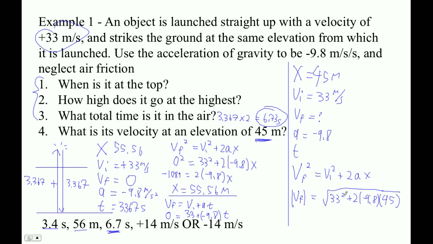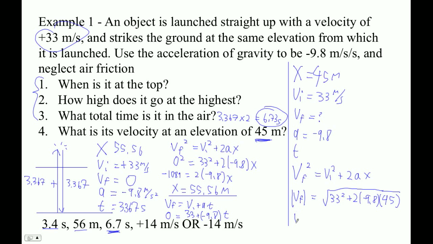I'm just going to type this all into my calculator all at once. So square root, left parenthesis, 33 squared plus 2, that's my dog, times negative 9.8 times, somebody's home, it's pretty exciting. And then we're going to square root, so I do a right parenthesis there. She's so excited to see anyone. That must be really boring.